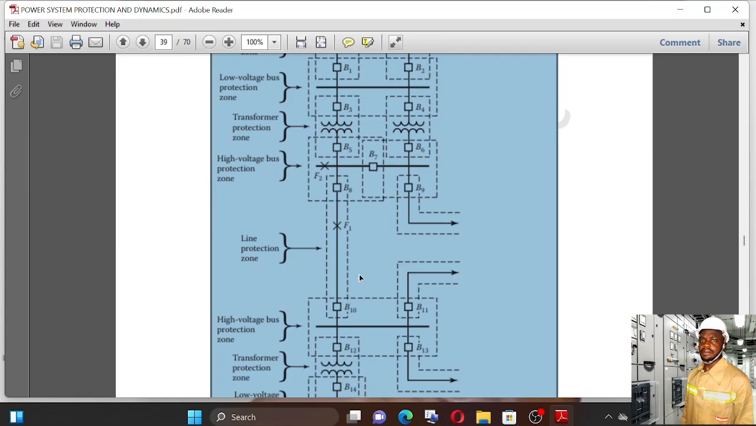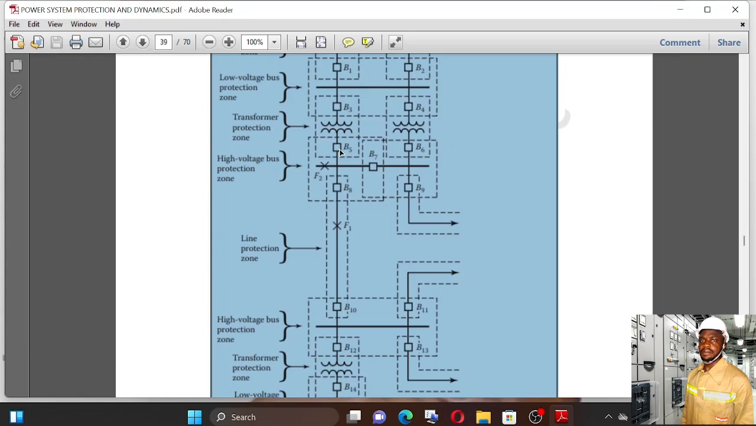So the backup protection entails what happens if the primary protection fails. That means if B8 fails to act, then the relay in the next zone should react.